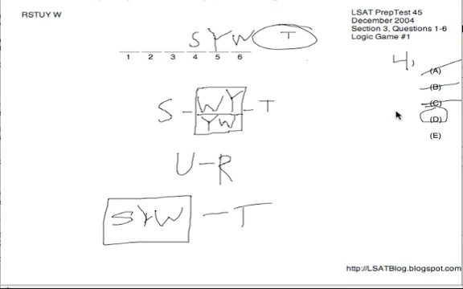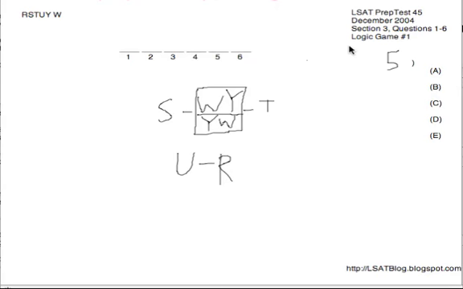I will look at E though. For E it says if T's on 6. If T's on 6, we could have SYW occurring somewhere before, have U before R occurring as well. Works out perfectly fine. E is eliminated. D is our answer to number 4.